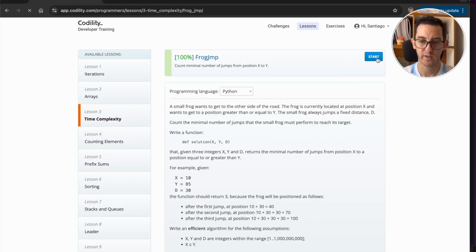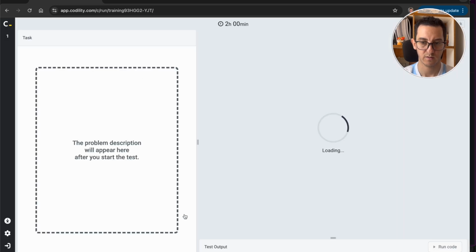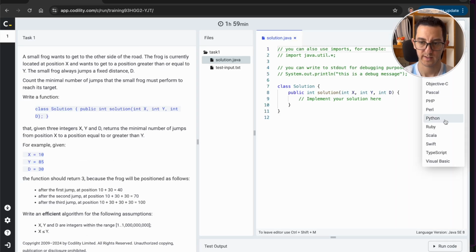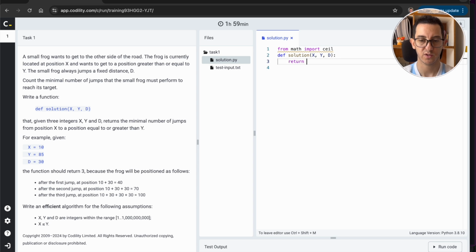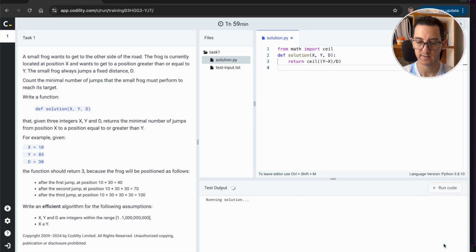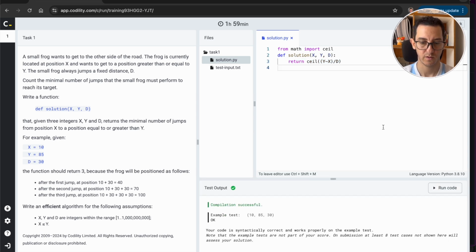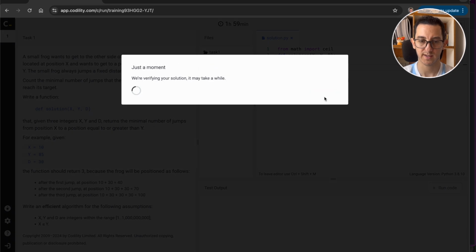Okay, so we're back here at Codility. Let's go ahead and start this test. Let's select Python. Let's get rid of all of this. And since we're going to use the ceil operation from math, let's go ahead and import that. So from math import ceil, and let's just return ceil, and we're going to subtract X from Y and divide that by D, and that should be our solution. Let's test this. It seems to be working. Let's go ahead and submit the task.